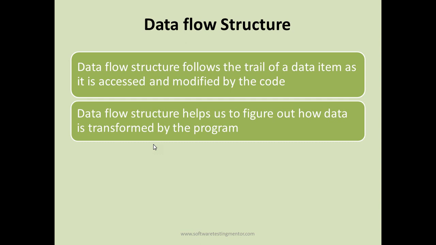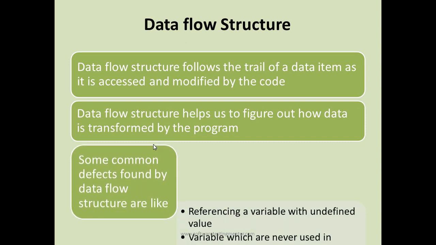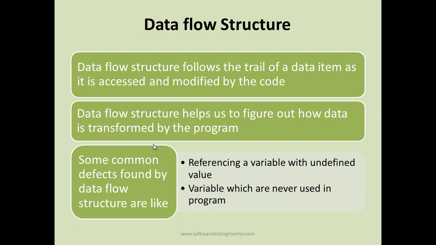Then data flow structure helps us to figure out how data is transformed by the program. So you keep an eye on the data and see how it is transformed by the program. Some common defects found by data flow structure are referencing a variable with an undefined value, or a variable which is never used in the program. There might be variables which are never used in the program, or you are referencing a variable which is not even defined in the program. So these kinds of defects can be found by the data flow structure.